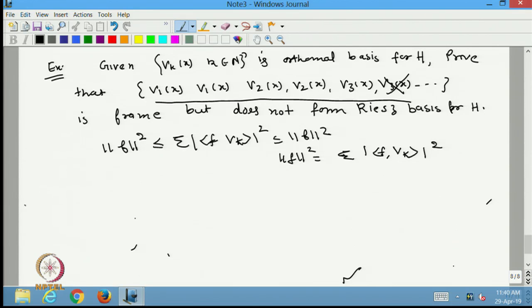So, now another example I can take, if there is a frame Vkx, not example, another property of frames, let me mention in another page.